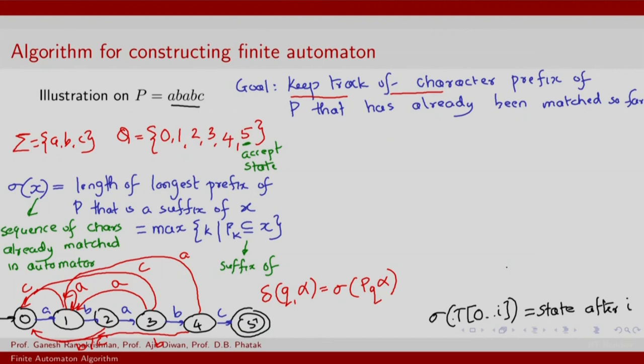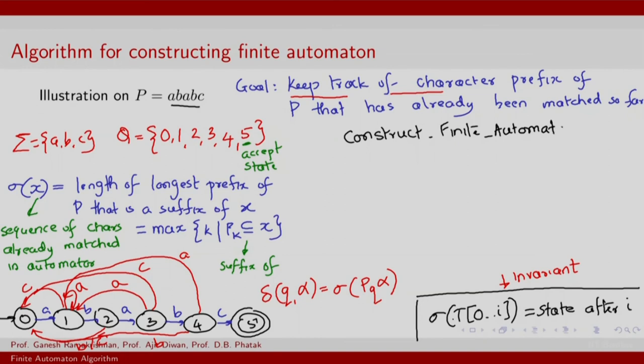And here is the algorithm that will help you maintain this invariant. So, let us call this algorithm construct finite automaton for a given pattern P with sigma. We will assume that the pattern P has length m. And we know that our states will be ranging from 0 to m. So, we are going to start from state 0 and go until m.